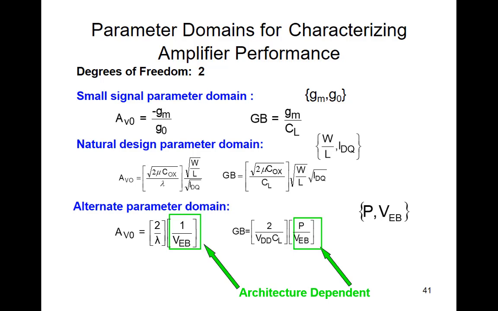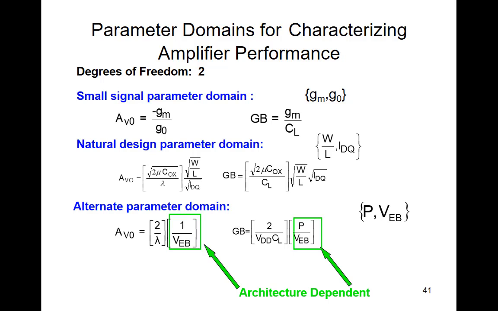Make sense? So we can look at it. In fact, we can look at a design algorithm here very easily to get a certain gain bandwidth product. First set the gain up by picking VXS bias, then look at the power to get GB.